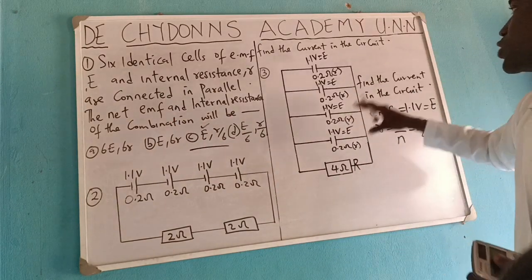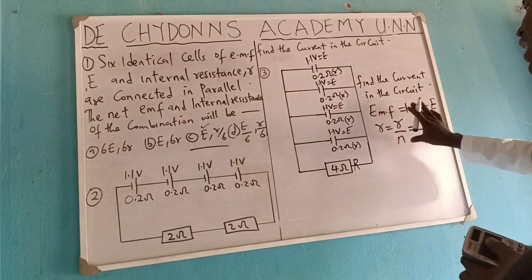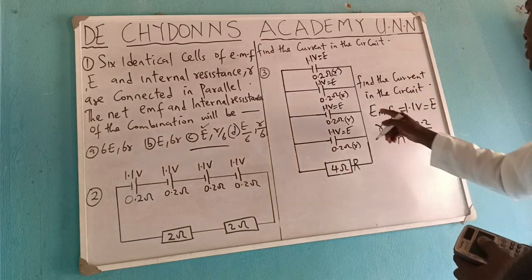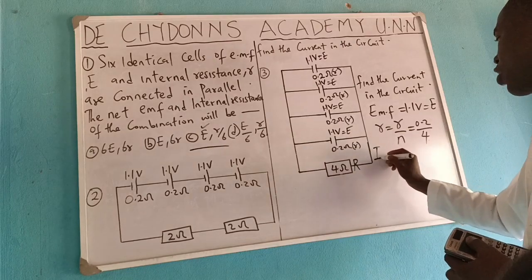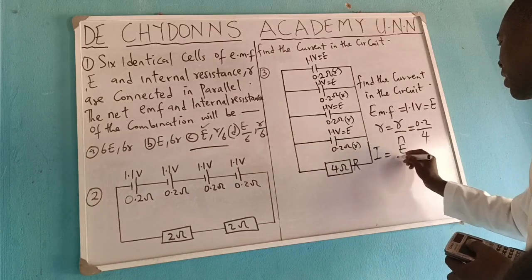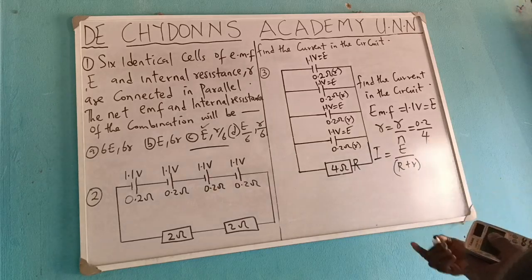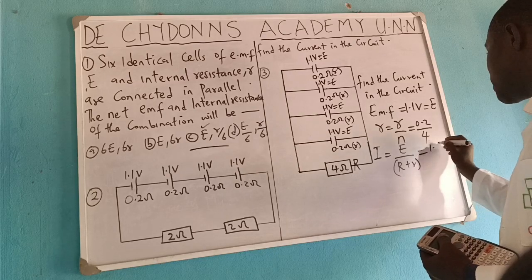Now, since we have used these three to solve one, let's sort out these three. They say find the current in the circuit. We have gotten the total EMF and we have gotten our R. Remember that current is equal to total EMF all over R plus r. This is one of the formulas we have in electricity. What is our E? 1.1.